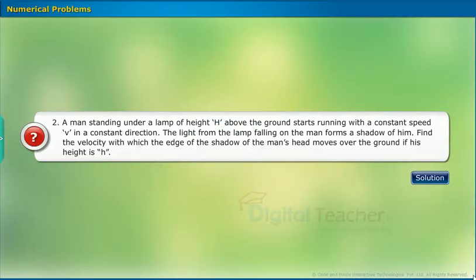Numerical problems. A man standing under a lamp of height h above the ground starts running with a constant speed v in a constant direction. The light from the lamp falling on the man forms a shadow of him. Find the velocity with which the edge of the shadow of the man's head moves over the ground if his height is h. Click the tab to view the solution.